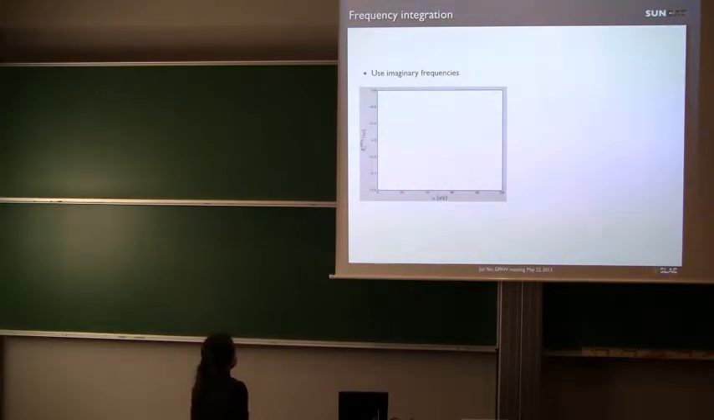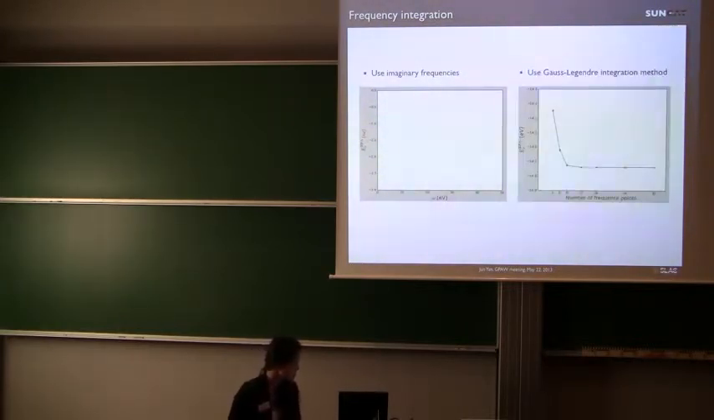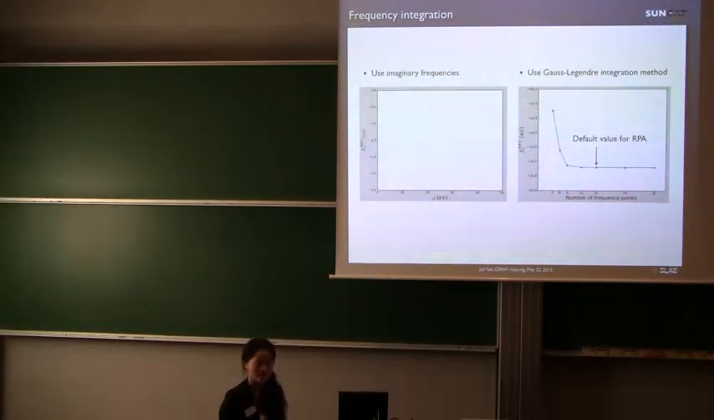The first parameter that we have to converge is the frequency integration. We do this integration in imaginary space, which makes the response function a smooth function. When it's a smooth function, we can do this analytical integration using the Gaussian algebra integration method introduced by Thomas. By default, we use 16 points for this omega integration. So instead of going to hundreds of thousands of omega points, we just use 16, and so far it seems pretty good quality with this algebra.